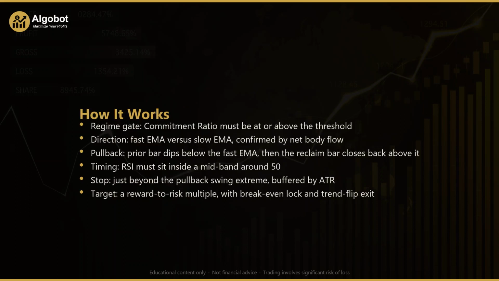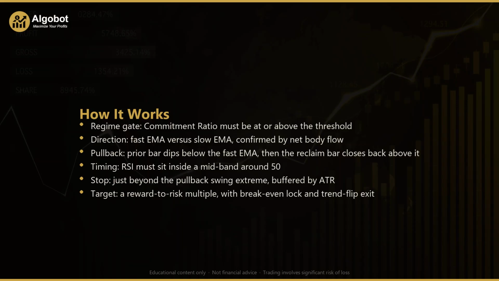Now let's walk through the exact logic, step by step. The strategy only evaluates a new setup when a bar has fully closed, so it never acts on an unfinished candle. The first check is the regime gate. The strategy measures the commitment ratio over the commitment window, 14 bars by default, and it requires that ratio to be at or above the commitment threshold, which defaults to 0.55. If recent travel has been mostly wick and indecision, the ratio falls below the threshold and no trade is considered. This is the filter that keeps the strategy out of low conviction chop.